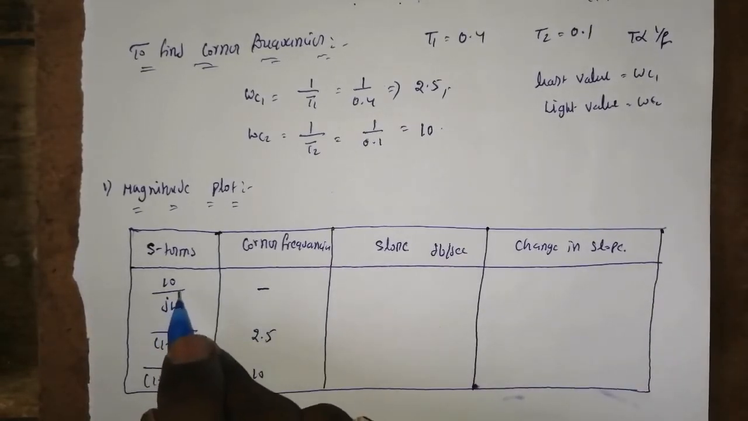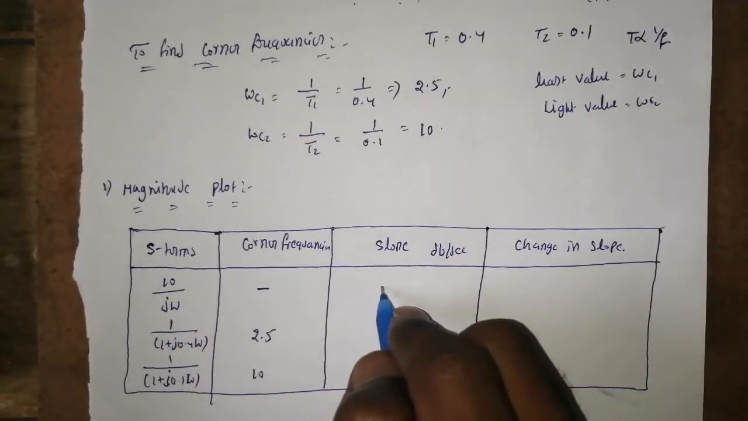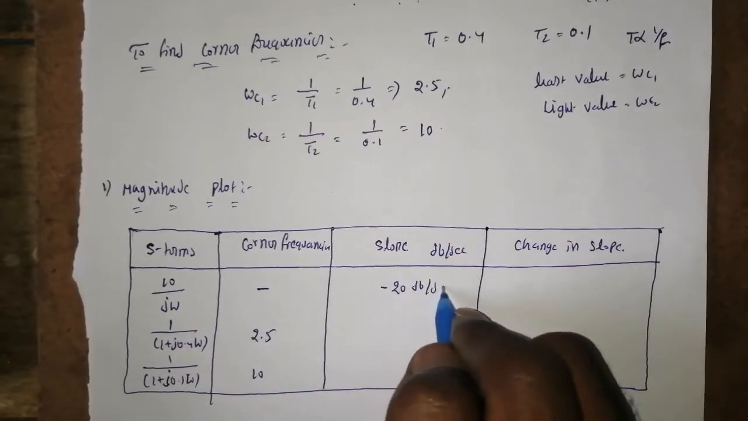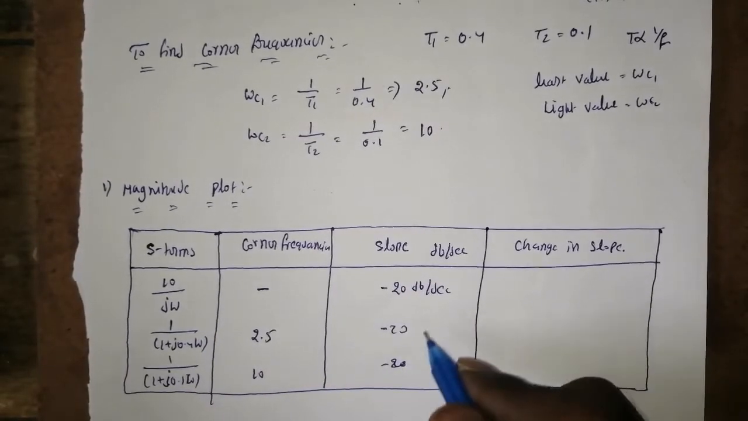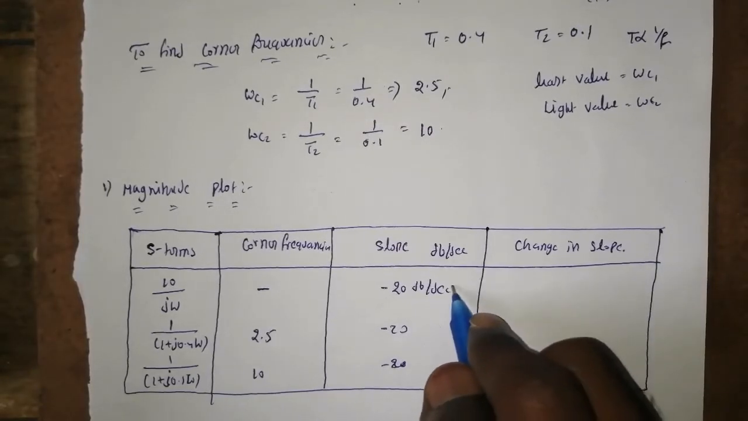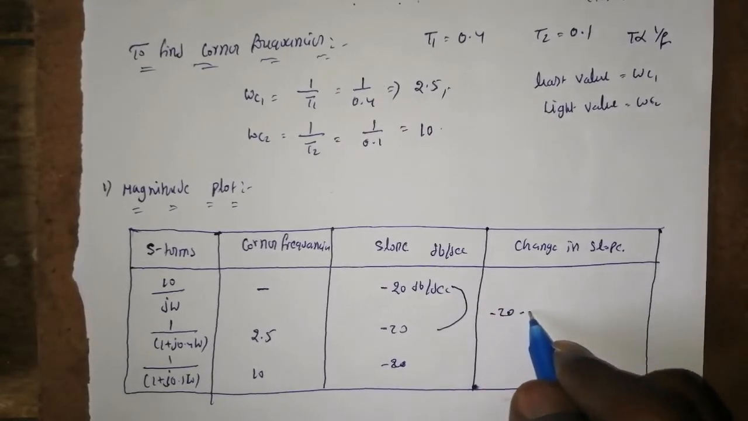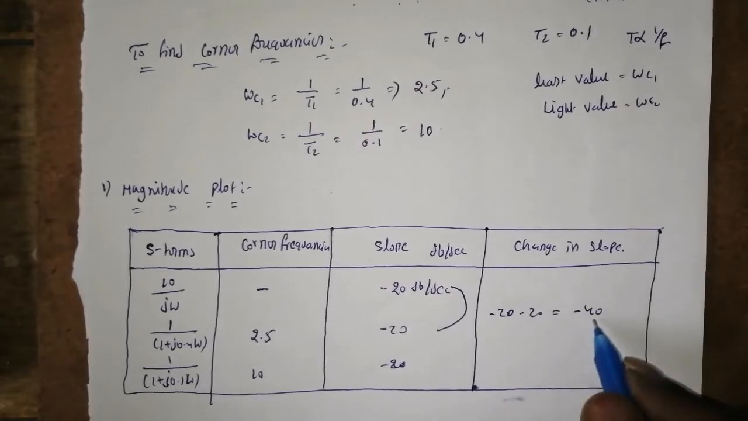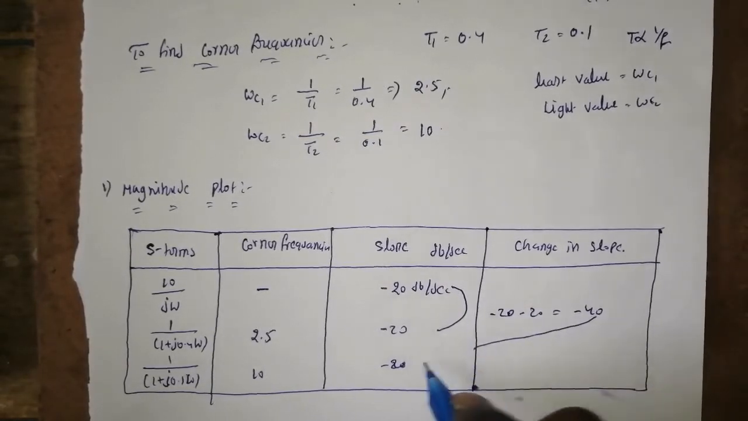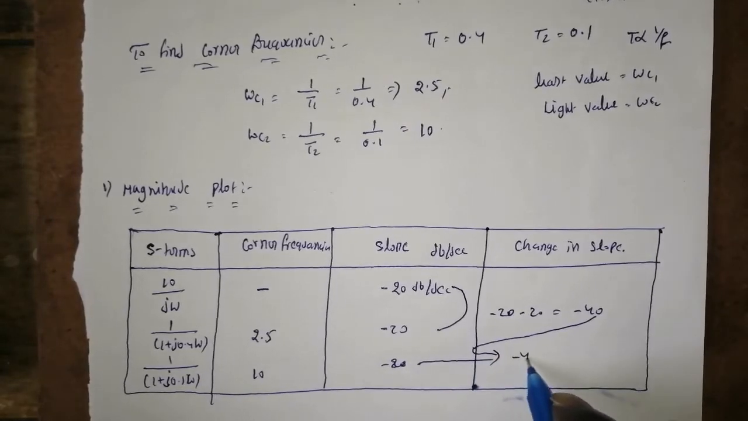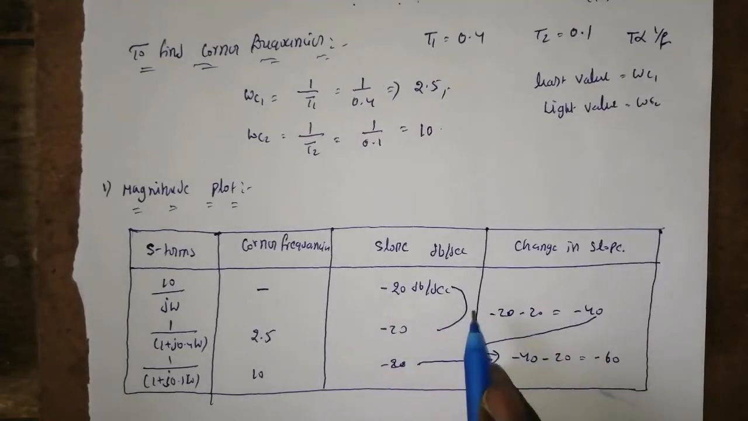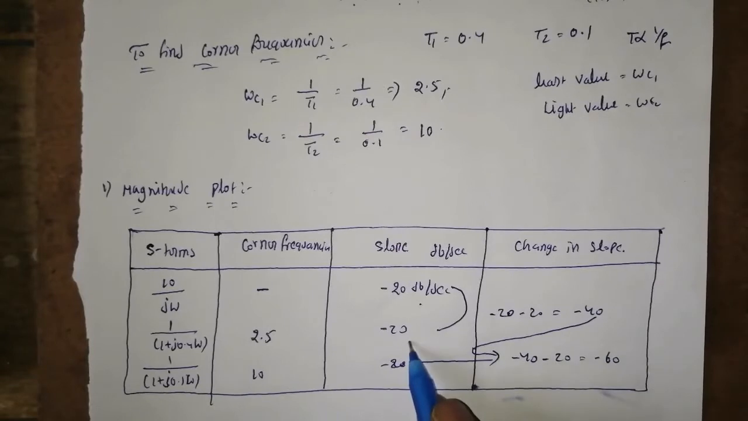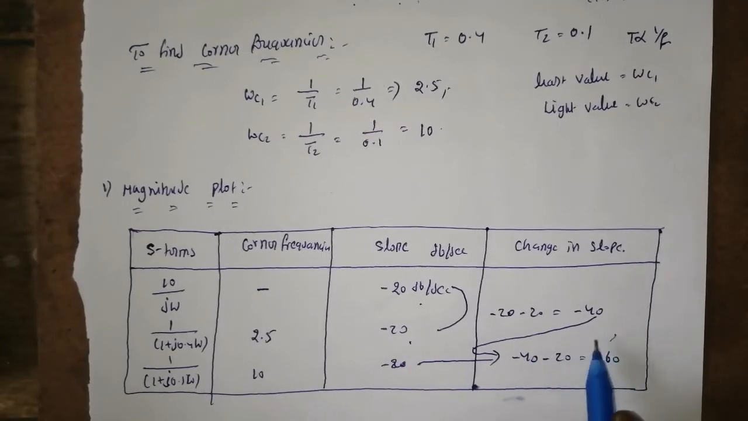Now it is in the form of 1 by s. So for 1 by s, the change in slope is minus 20 decibel per decade. Here also 1 by s, so minus 20, minus 20. Now change in slope: this one plus this one, minus 20 minus 20 equals minus 40, and this one and these two, minus 40 and minus 20 equals minus 60, right? So this is the change in slope. For the first it is minus 20, after that it is added to again minus 20, then it becomes minus 40, after that it is again added to minus 20, then it becomes minus 60.